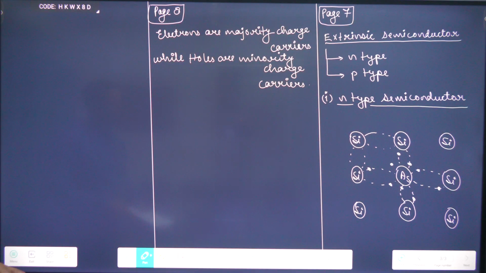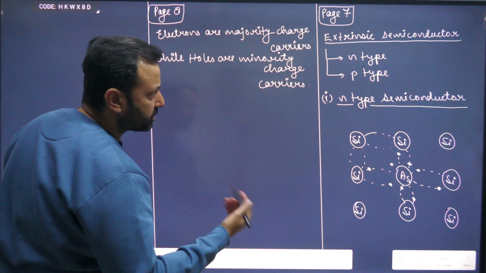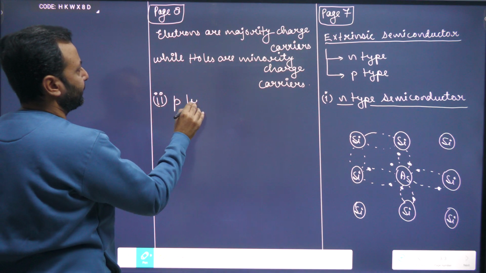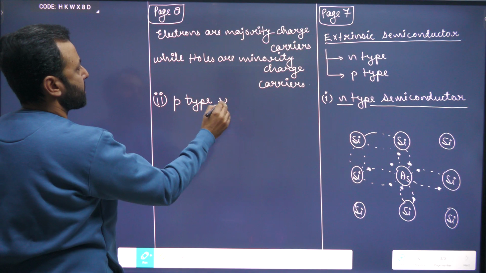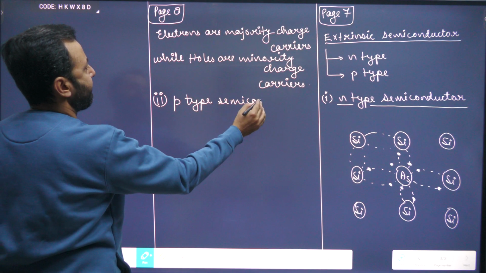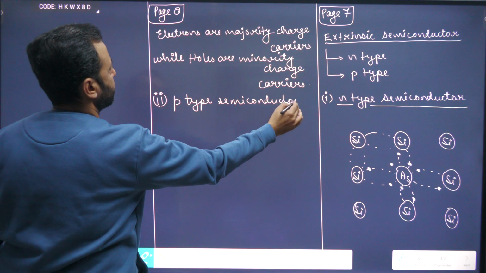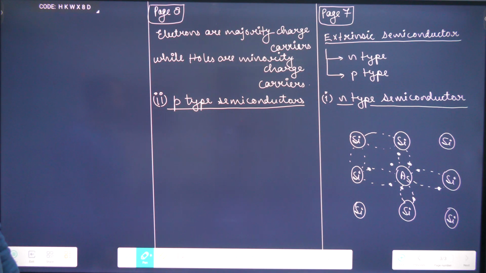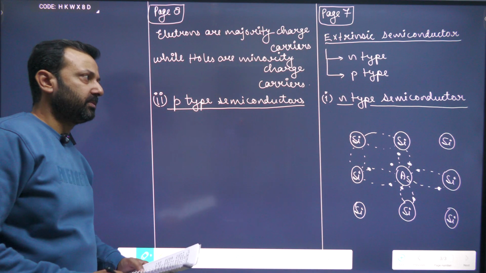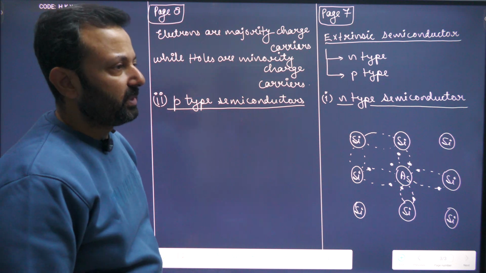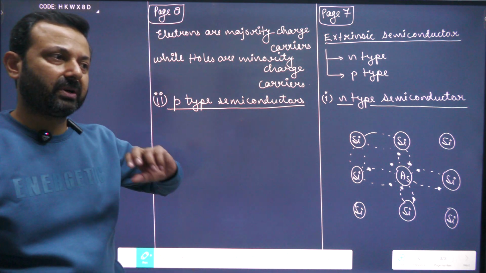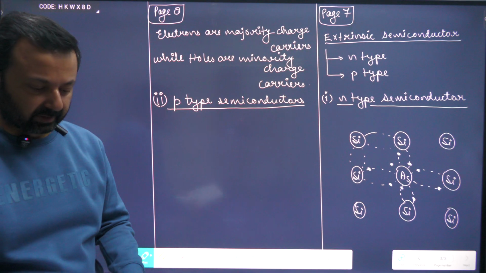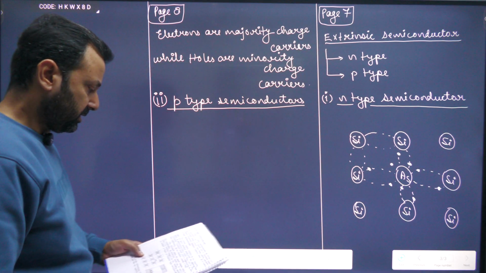Next is p-type semiconductor. As the name suggests, p-type means positive type semiconductor. And how is this type of doping done? In p-type semiconductor, a trivalent impurity is added to the crystal.